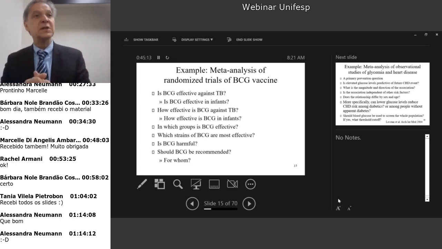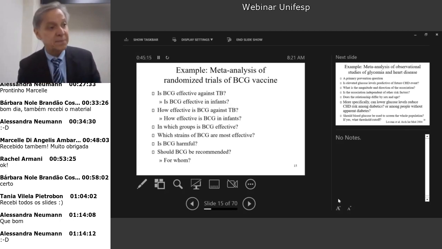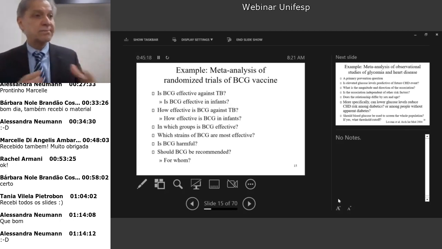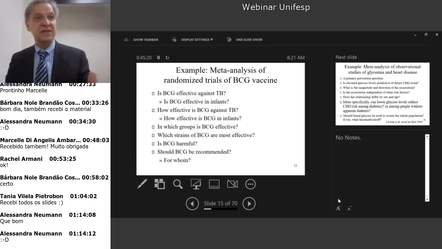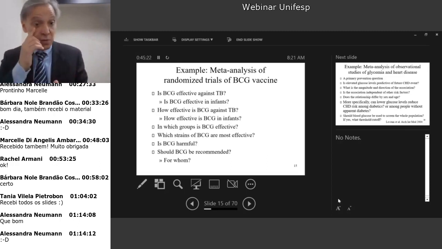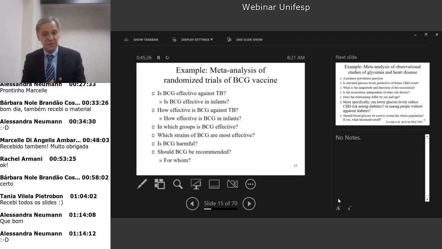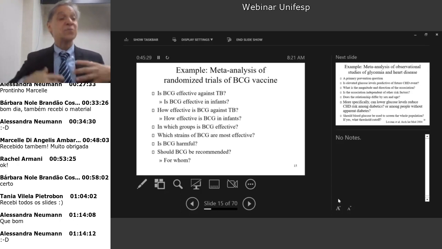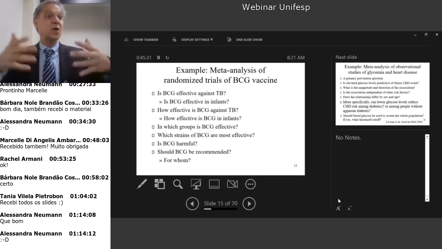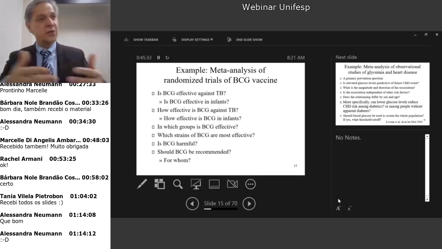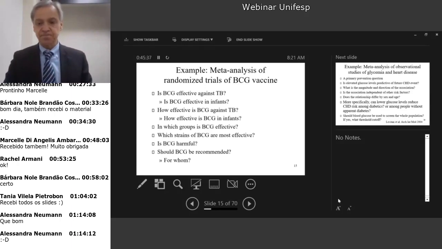Let's say, think about phase 2 trials, okay? Maybe the results were not conclusive, but you have 10 studies, and you need to know what the conclusiveness of that is. The meta-analysis will do the job. Should BCG be recommended, and for whom? That's part of your recommendation in the end, based on the data. That's both quantitative and qualitative, but the quantitative has a bigger weight in meta-analysis, okay?